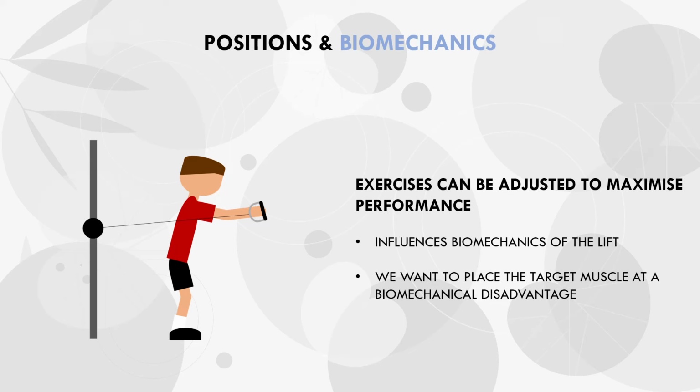While the goal of strength training is to maximize load lifted, for hypertrophy, we want to maximally stress the target muscle. So to maximize muscle growth, we generally want to lift in a way that places the target muscle at a biomechanical disadvantage. This will maximize stress on that muscle and maximally exhaust it.